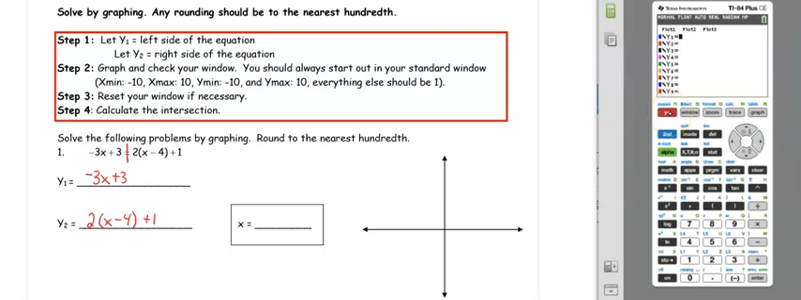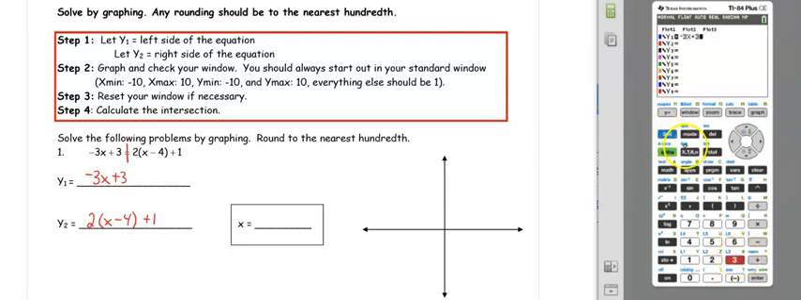So now we're going to go to y equals. We have y1, y2, and a bunch of others on the calculator. We only have 2 equations, so we're only going to use the first 2 lines. Remember the difference between using the negative sign and the subtraction sign. The negative sign is if it's in front of the equation, and the subtraction sign if it's between 2 terms. So in the first one, we have negative 3x plus 3.